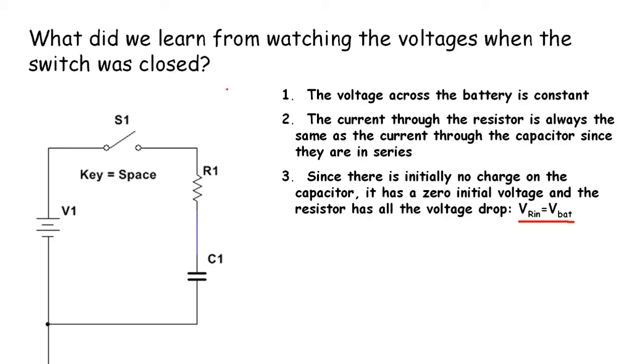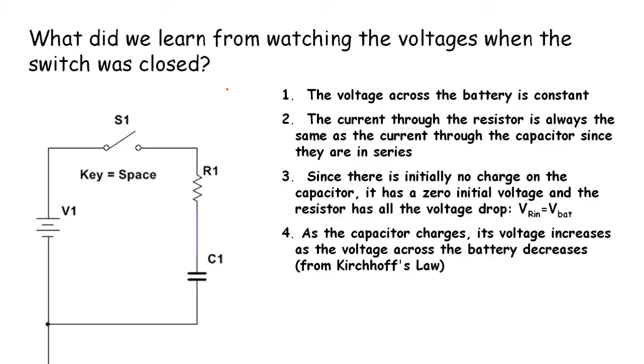So when I had this closed, initially there was no voltage drop across the capacitor. The whole voltage drop was across the resistor, which was 10 volts. Then as the capacitor charged up, its voltage went up, and the voltage across the resistor went down to zero eventually, when the capacitor was charged. As the capacitor charges, its voltage increases.